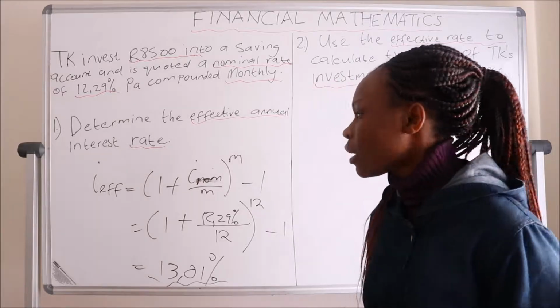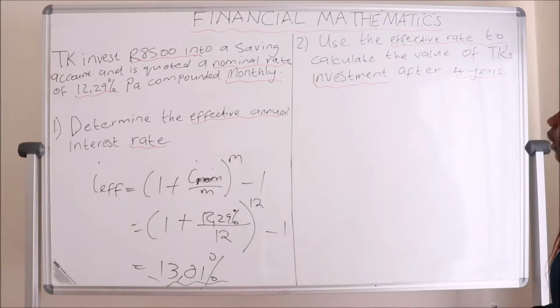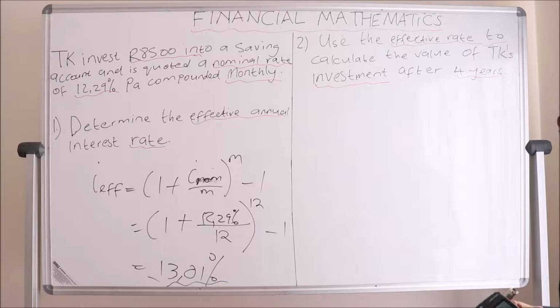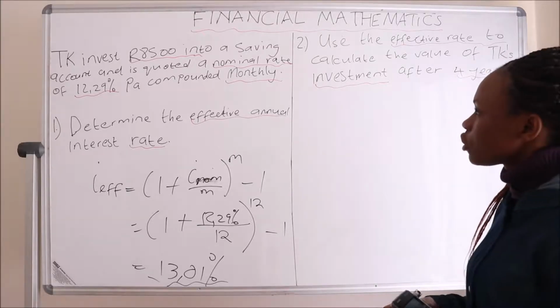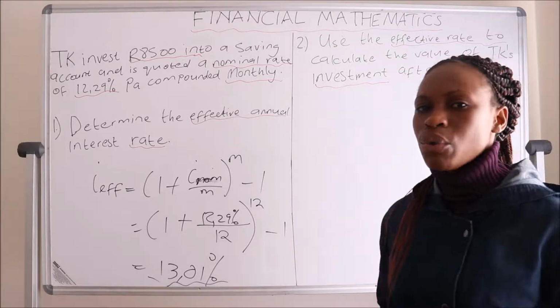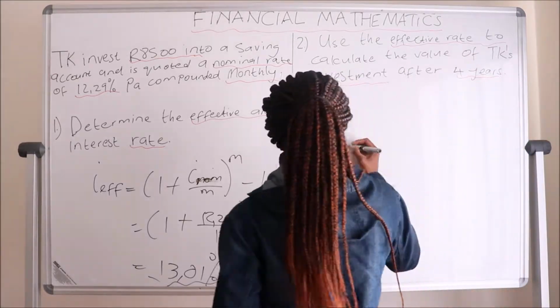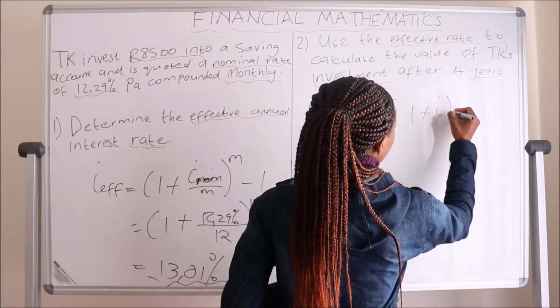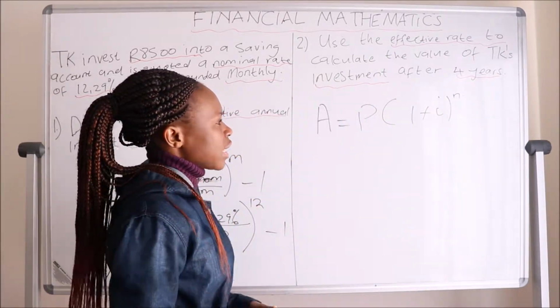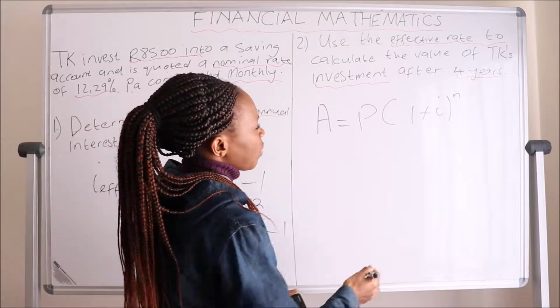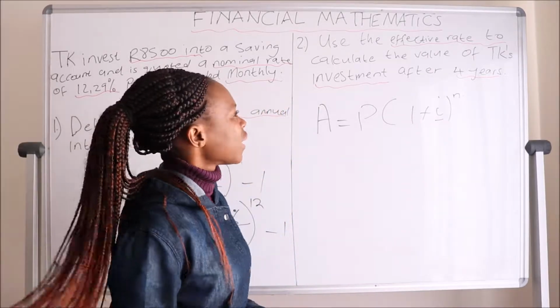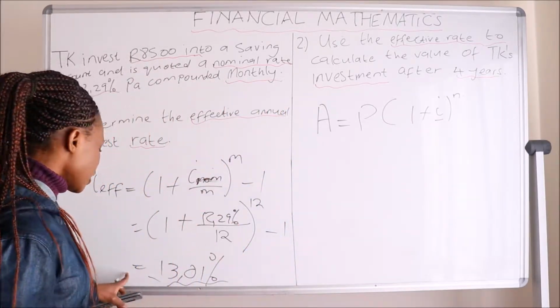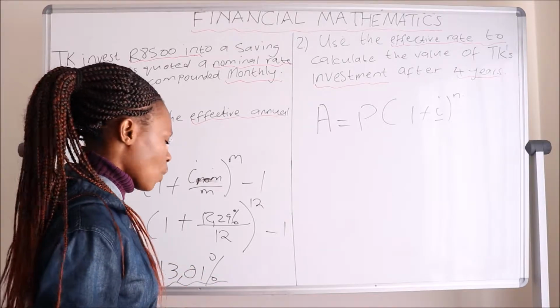We can agree that it is the right one because it's higher than the nominal interest rate of 12.29%. Moving on to the second question, it says use the effective interest rate to calculate the value of TK's investment after 4 years. This time we have to use the compound growth equation because the investment will be increasing. So it's A equals P into (1 plus i) to the exponent of n. We are also given the condition that we must not use the nominal interest rate but the effective interest rate which we calculated in question 1, which is 13.01%.